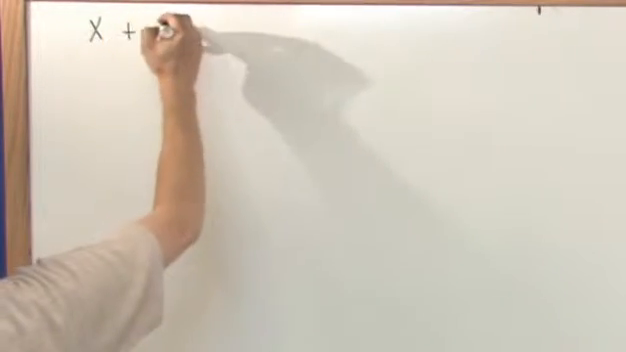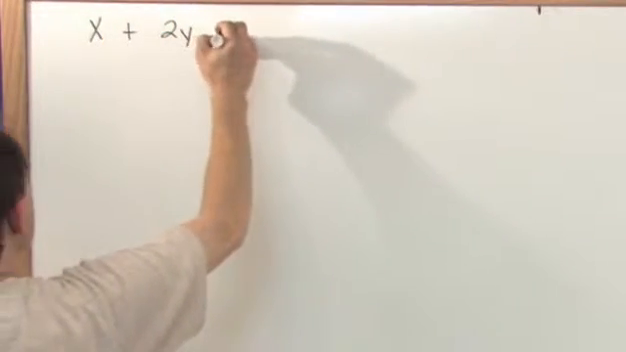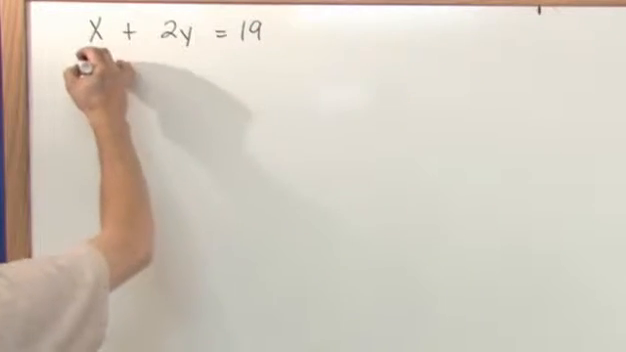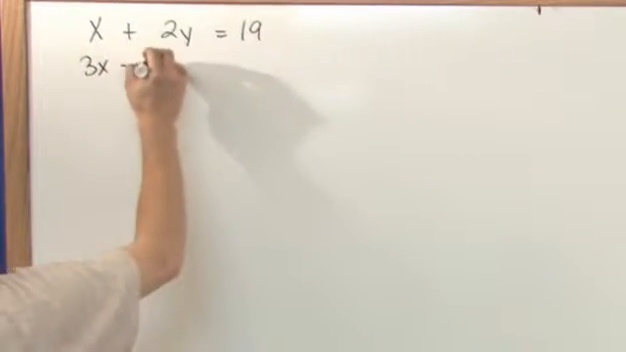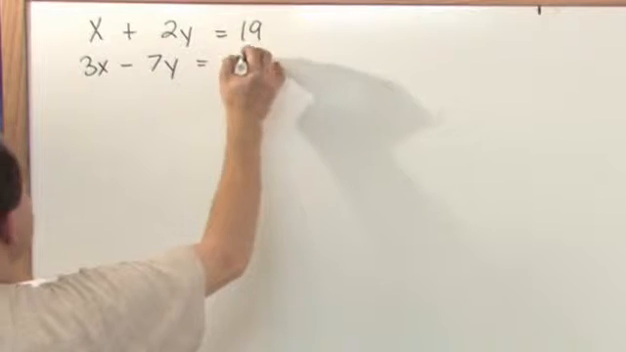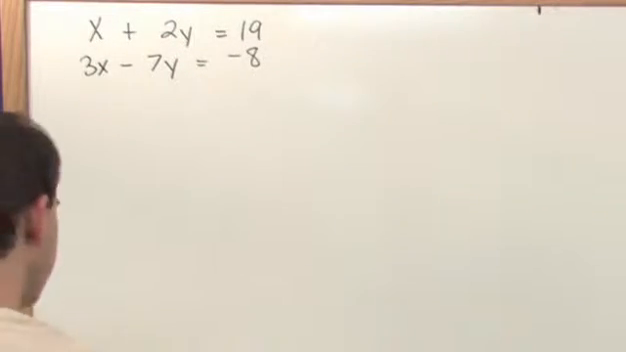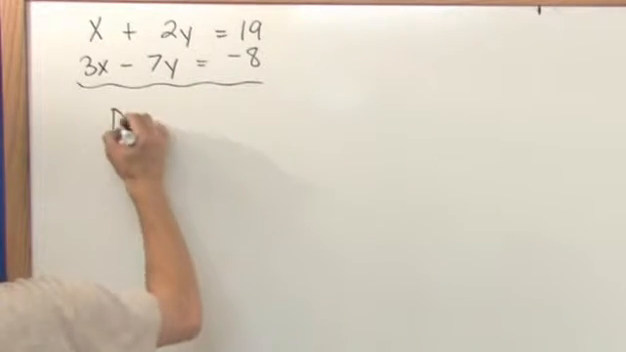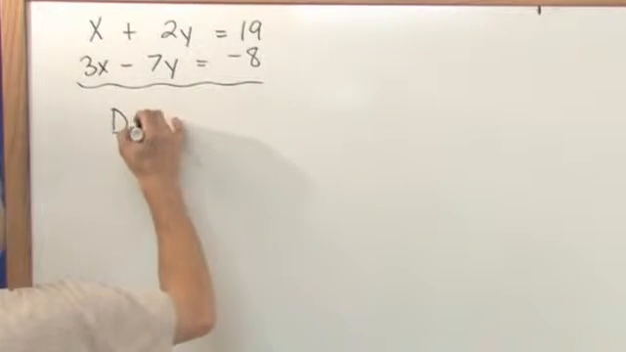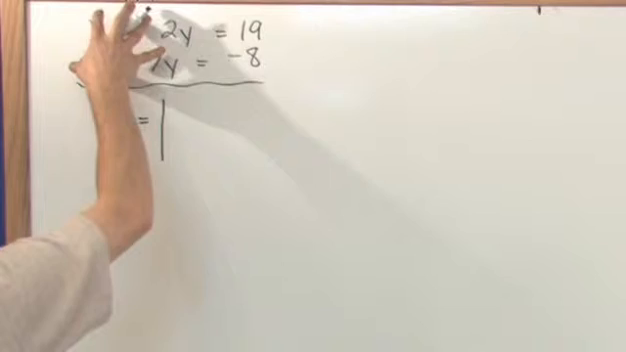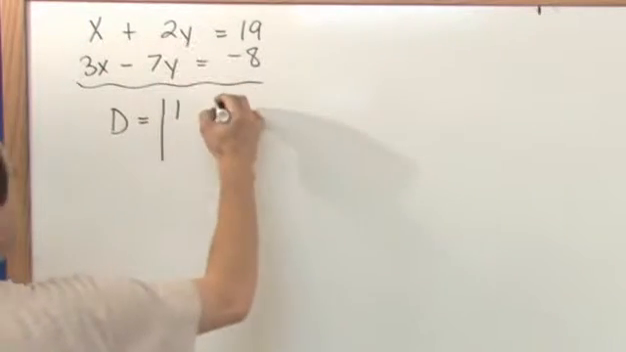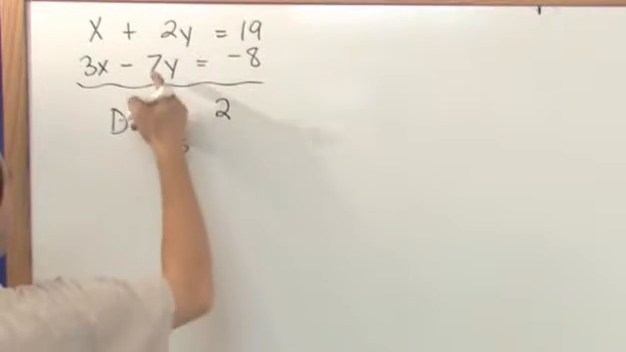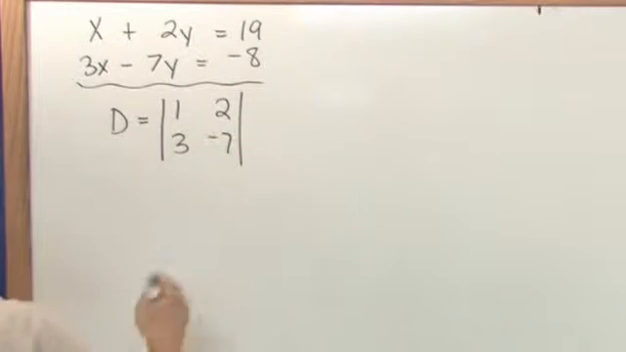Okay, so for our first problem, let's see if we can figure out how to solve this guy with Cramer's rule. x plus 2y is equal to 19, and 3x minus 7y is equal to negative 8, and we want to solve this using Cramer's rule. So the first thing we need to do is define our determinant, what we call big D, which is the coefficients on the left-hand side. So 1, 2, 3, negative 7. We'll calculate that here in a second.